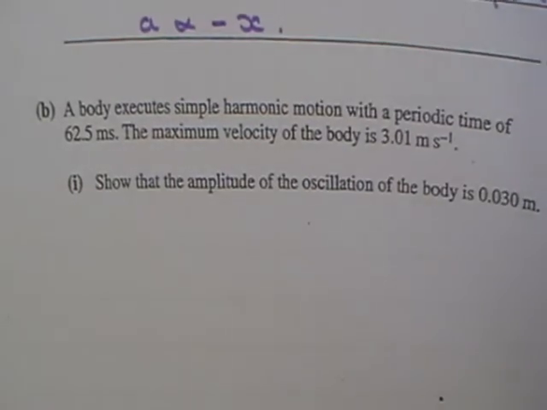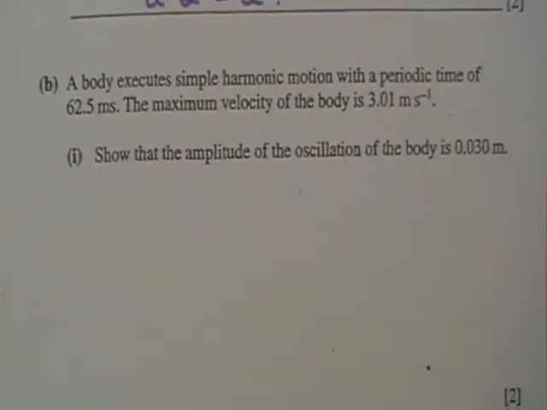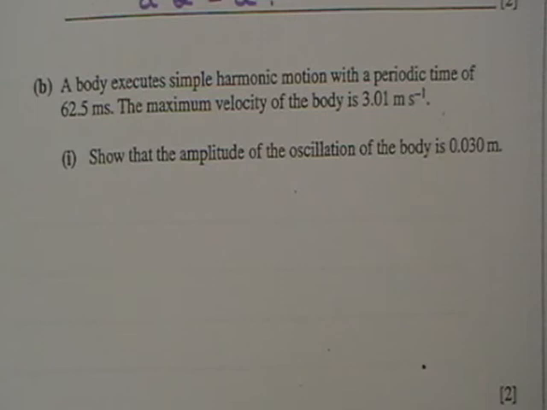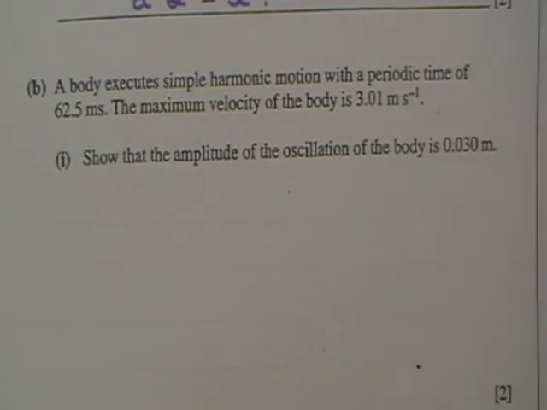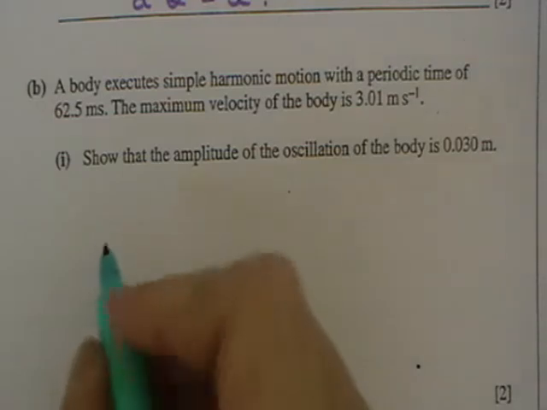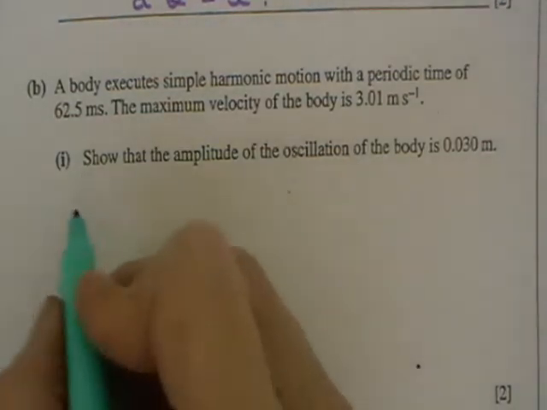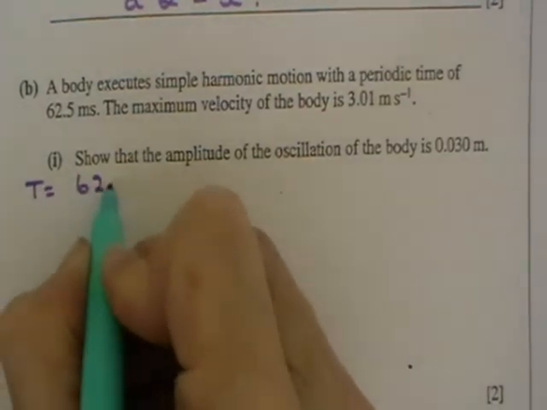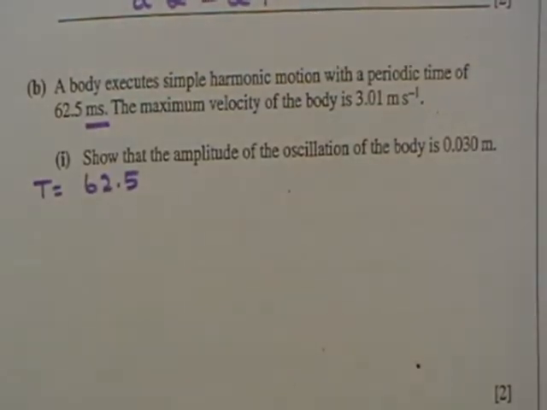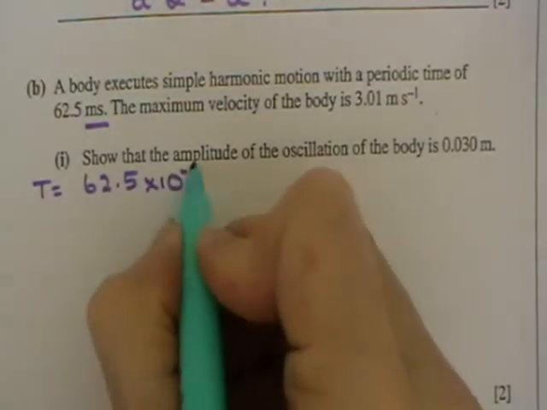A body executes simple harmonic motion with a periodic time of 62.5 milliseconds. The maximum velocity of the body is 3.01 meters per second. Show the amplitude of the oscillation of the body is 0.030. So the first thing that you know is that T is equal to 62.5. Now it's in milliseconds, so just be very careful about that. It's times 10 to the minus 3.